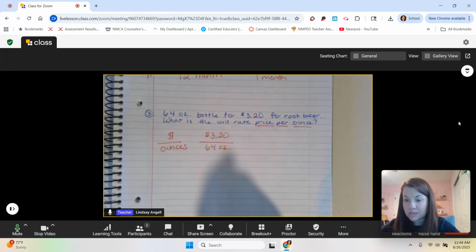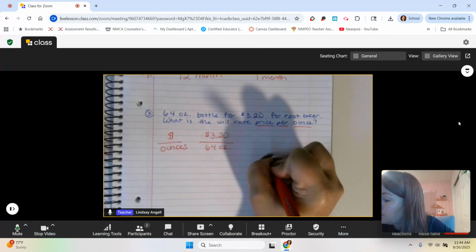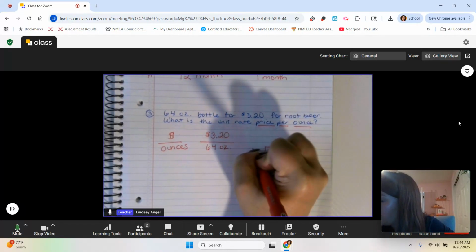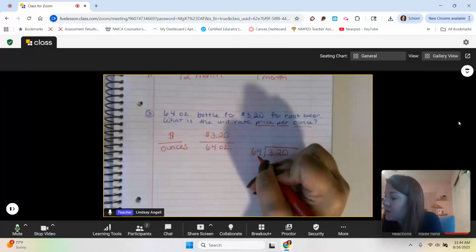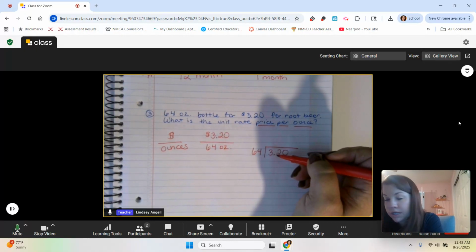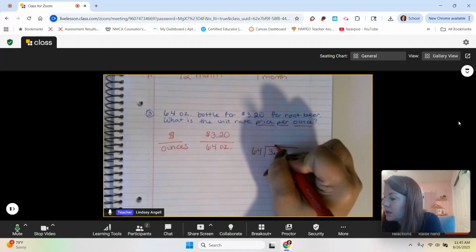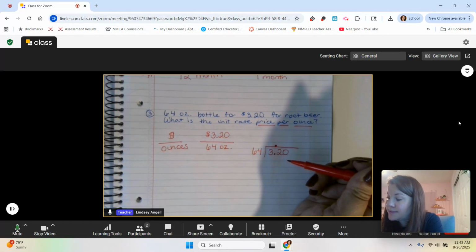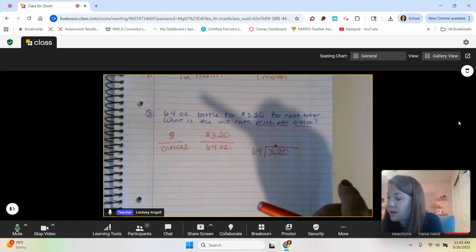Well, just like the last two, we got to divide our numerator by our denominator in order to turn it into a unit rate. So I'm going to take $3.20 and I'm going to divide it by 64. Okay, so this is already a whole number, so I don't need to move my decimal point. It can go straight up into my answer. All right, so let's see here. I'm going to ignore my decimal. I'm going to treat this like 320.